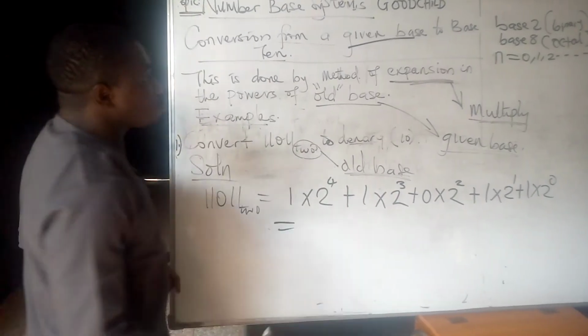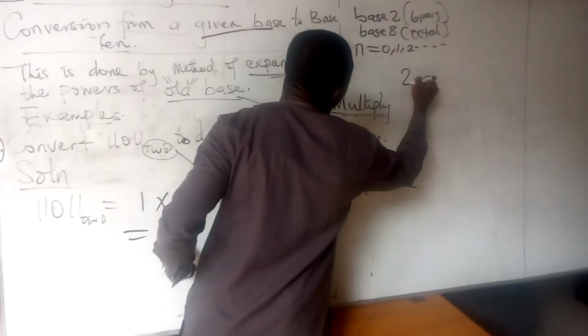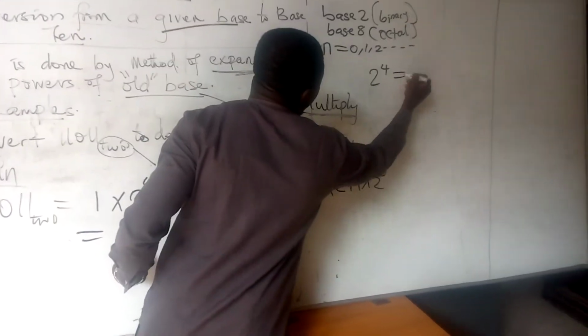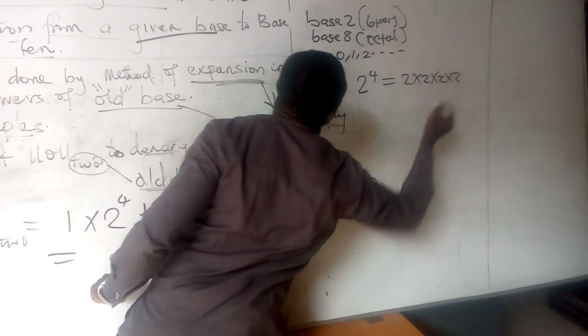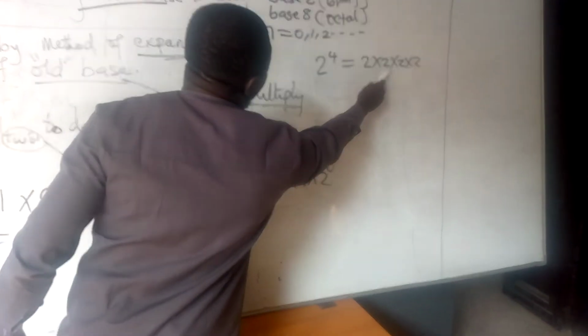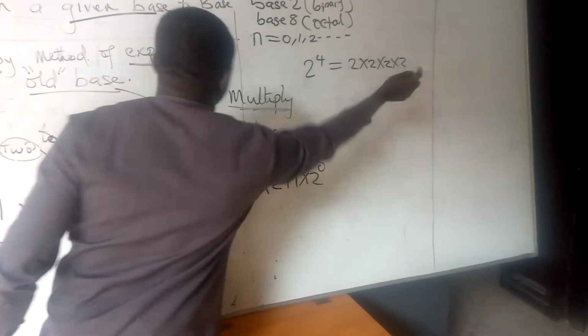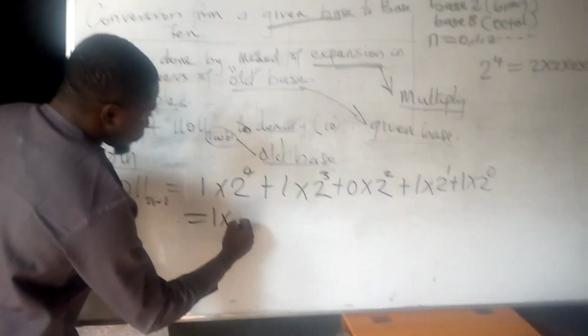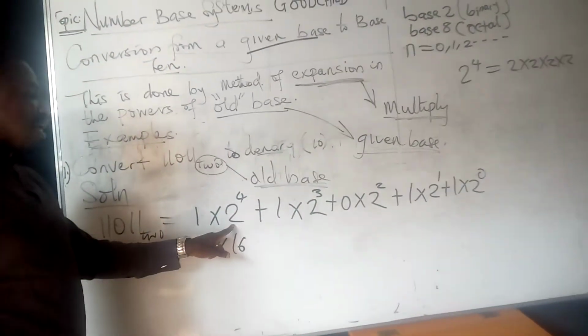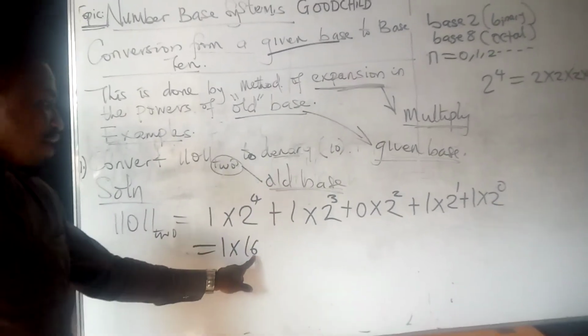Now, in mathematics, we use the word factor out. So to do this, what is 2 raised to the power 4 going to give us? 2 raised to the power 4 is 2 times 2 times 2 times 2. Now 2 times 2 is 4, 4 times 2 is 8, 8 times 2 is going to give us 16. So we are going to have 1 times 16. This means that when we raise 2 to the power 4, we have 16.